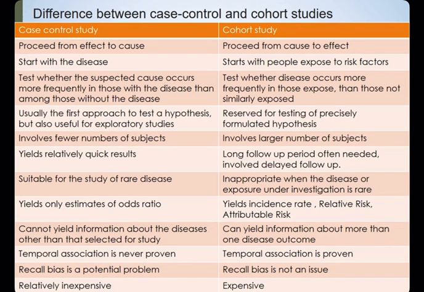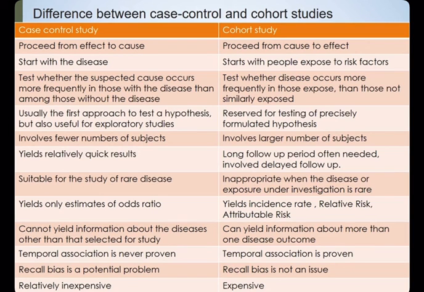The case control study is usually the first approach to test a hypothesis, but is also used for exploratory studies, while the cohort study is mainly used to test a formulated hypothesis. A case control study involves a very small number of subjects, while we need a large number of subjects in a cohort study. A case control study will yield relatively quick results, while a cohort study needs a very long follow-up period after we start, and it will also involve some delayed follow-up.